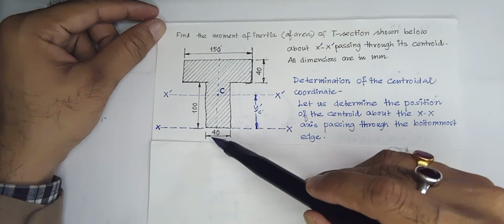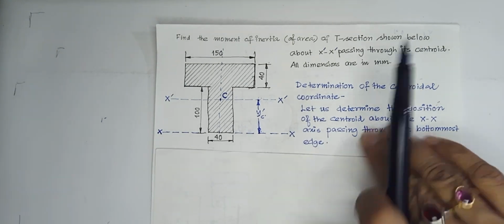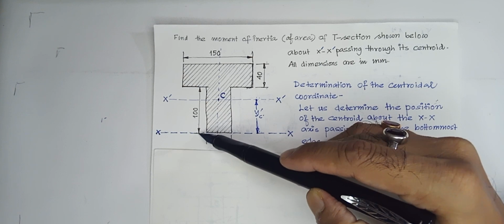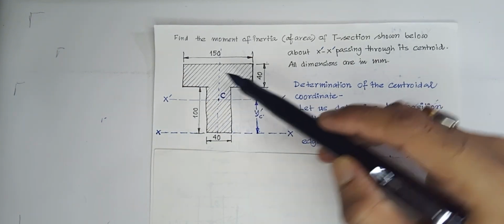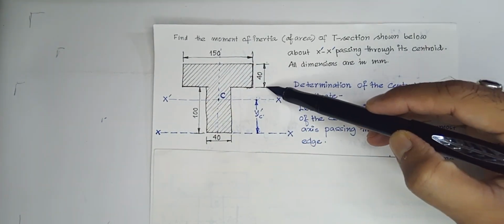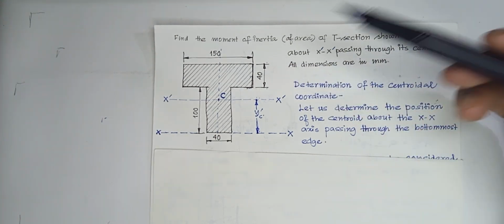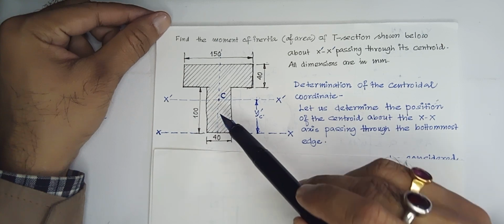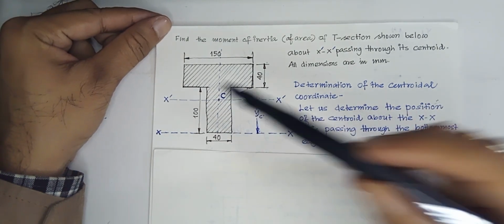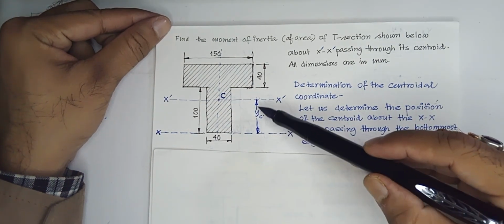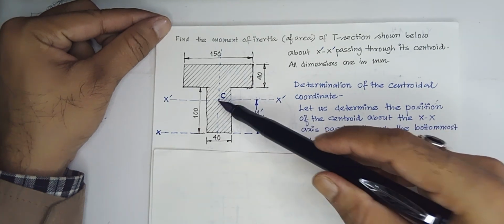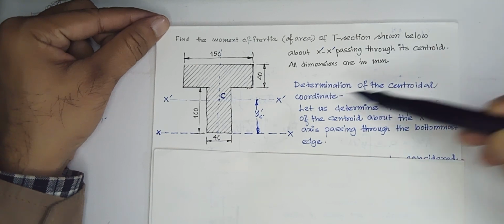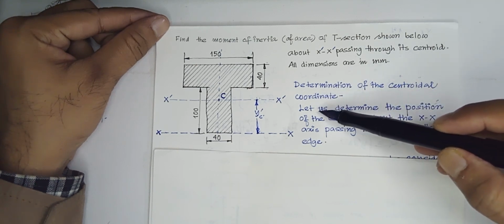Okay, so the dimensions that are shown here, you can see 40 millimeter wide, 100 millimeter long, and then it is 150 millimeter long, and this is also 40 millimeter wide. Now for this we have to first determine the centroidal position. That means from this edge what is the distance of the centroid, because we do not know that. So first we will do that determination of the centroidal coordinate. That is the first job to do.